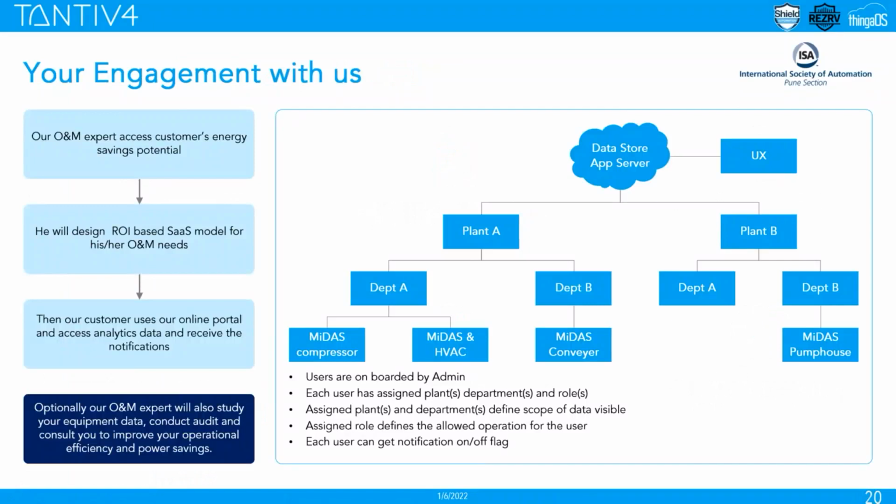So, as I told you, our online expert can access your data and work on your saving potential. So this is how the networking takes place. You have the different assets, the compressor, HVAC, conveyors, and pump houses that can be segregated into the departments and the plant, and data can be stored on our application server on cloud, where you can enjoy those user interfaces as per your needs.